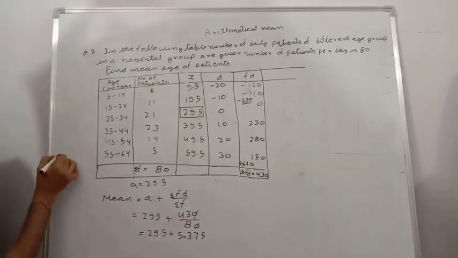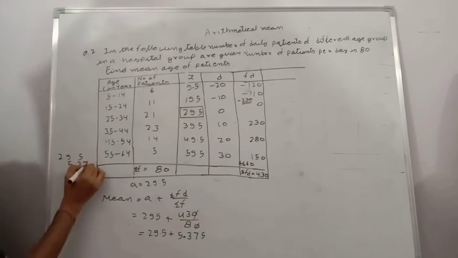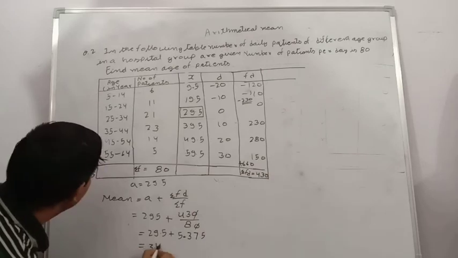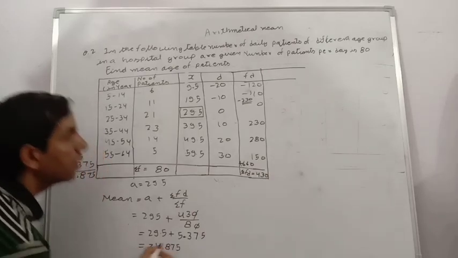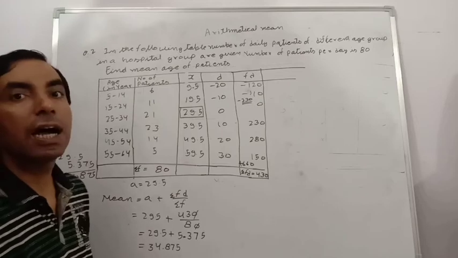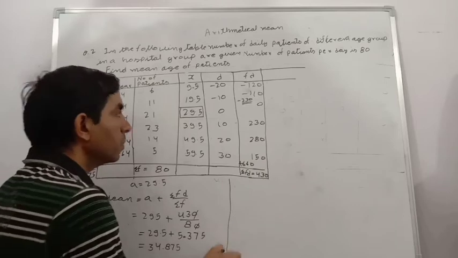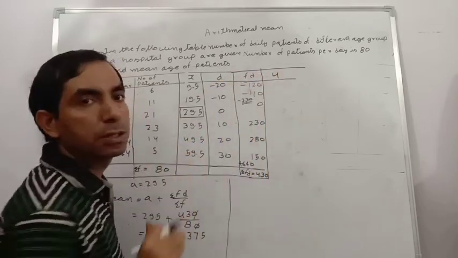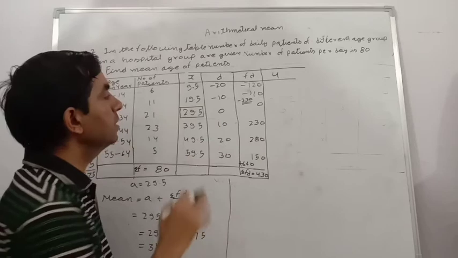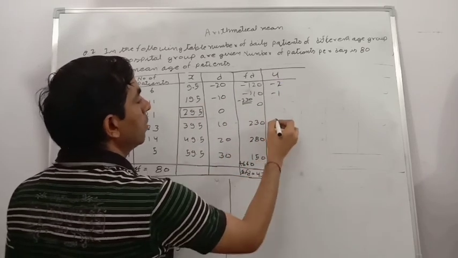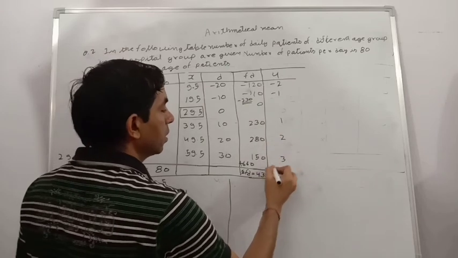Then we add 29.5 and 5.375, we get 34.875. It is the age group's arithmetic mean. We can also find it by the fu method. u is d divided by the same number, that is h. Here it is divided by 10, so u is -2, -1, 0, 1, 2, 3.